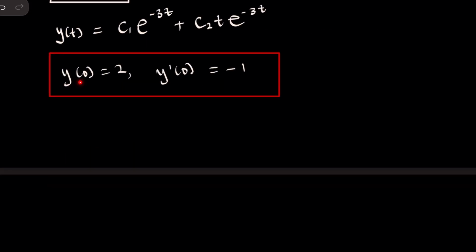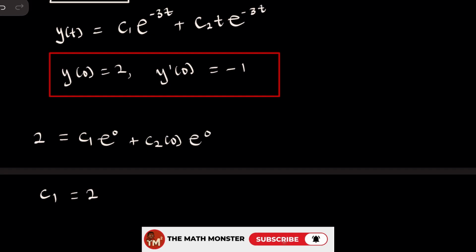We now compute our particular solution by substituting in the initial conditions. With the first initial condition, y(0) = 2, we have 2 = c1 e^0 + c2 (0) e^0, and so c1 = 2. With our second initial condition, we need to compute y'(t).